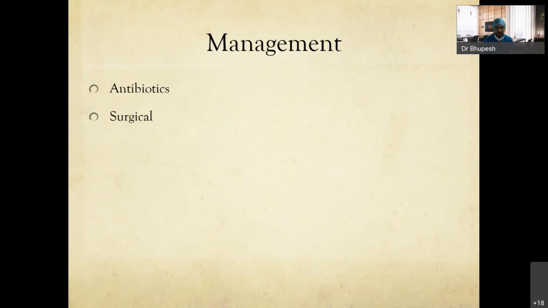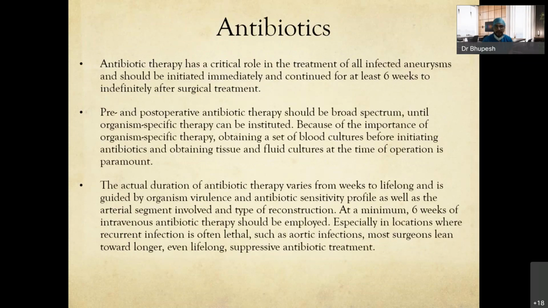Now we come to management. We have two: one is antibiotics, and then the surgical. First, we start with the antibiotics. Antibiotic therapy has a critical role in the treatment of all infective aneurysms and should be initiated immediately and continued for at least 6 weeks, minimum 6 weeks, to indefinitely after surgical treatment. Pre and post operative antibiotic therapy should be broad spectrum until organism-specific therapy can be instituted. Because of the importance of organism-specific therapy, obtaining a set of blood cultures before initiating antibiotics and obtaining tissue and fluid culture at the time of operation is paramount.